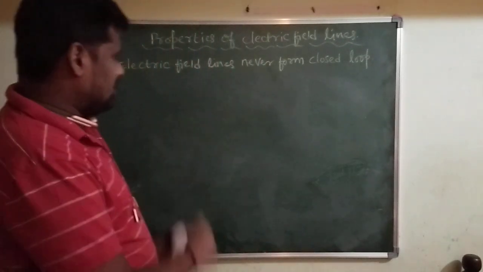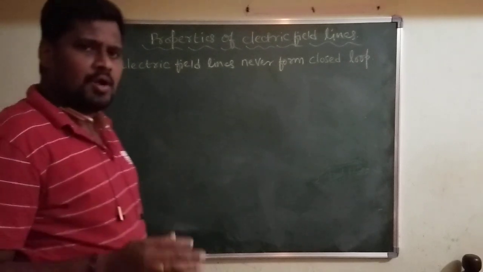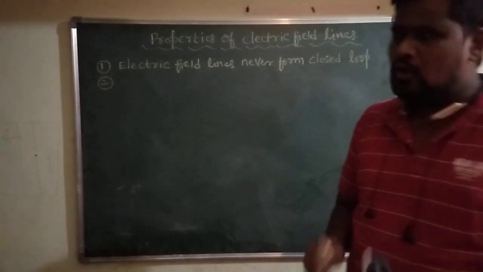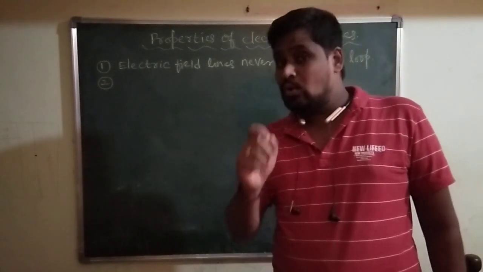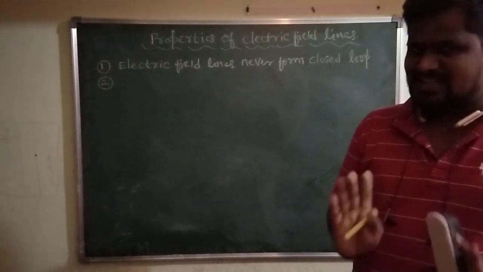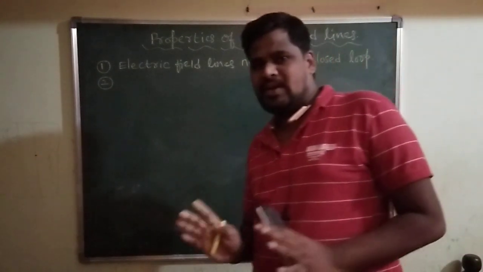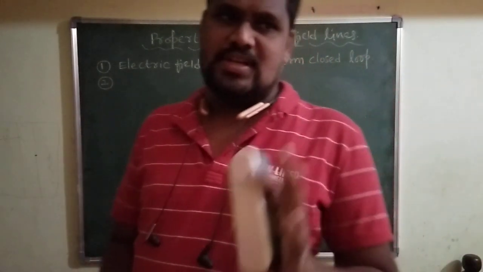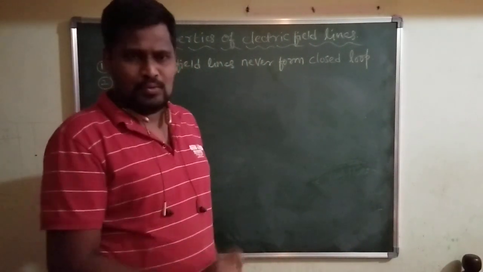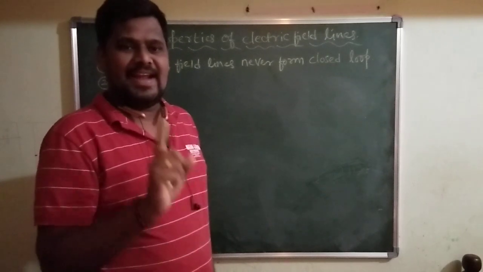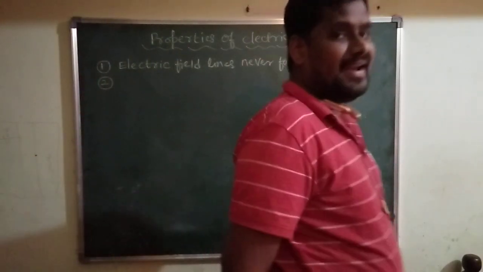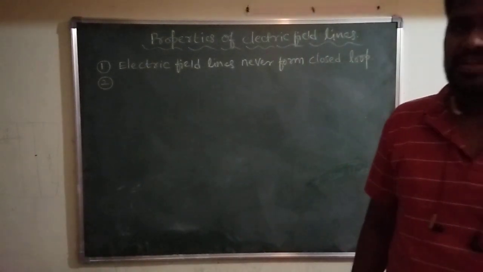However many field lines are existing around the charge, no two electric field lines intersect each other. All electric field lines exist around the charge in such a way that no two field lines will intersect each other. Means electric field lines never intersect with each other.